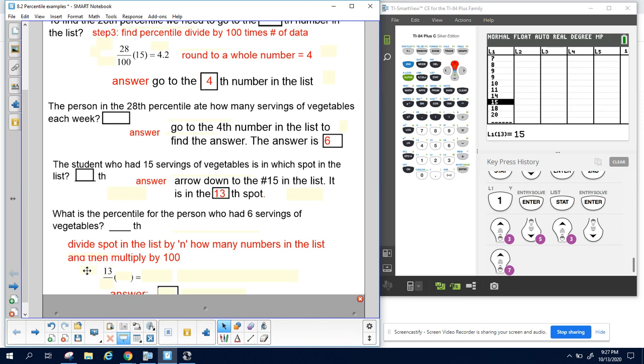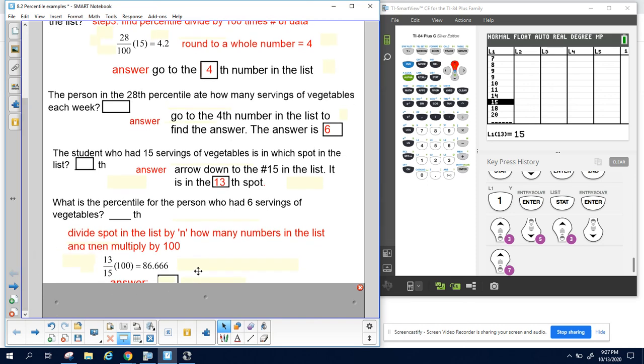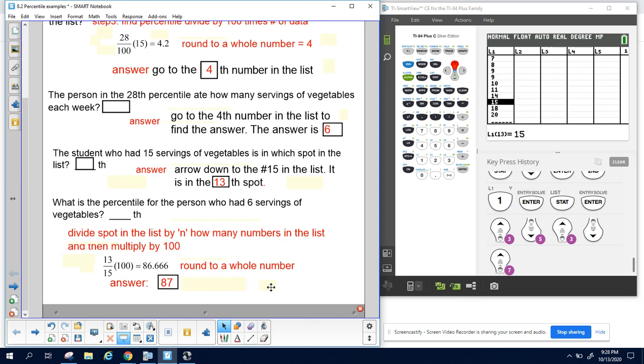We just figured out that the person who ate 15 servings of vegetables each week was the 13th person out of the 15 people in the group. Multiply that number by 100, you get 86.6666, and it is traditional to round percentiles to a whole number. So we would want you to do that for your answer in Delta Math if needed, and just put the 87 in the box.